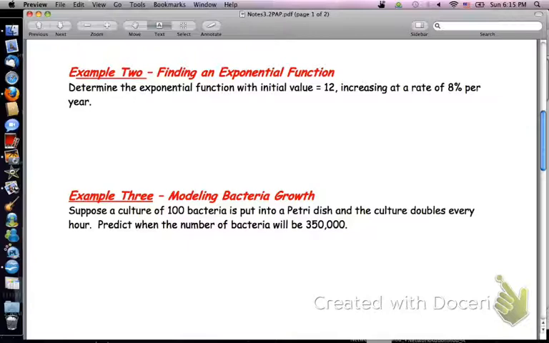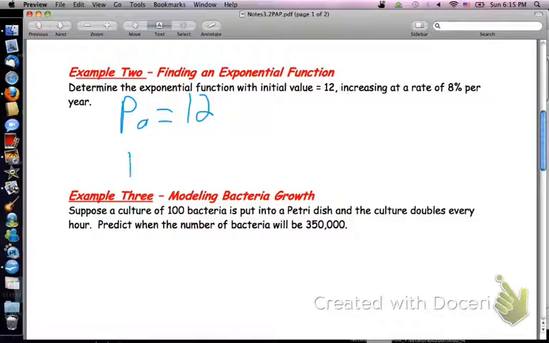So let's say that period 2 has 12 students in it. We could say that's our P0, that's our initial population. And it's increasing by 8% each year. So next year it's going to be a larger class, 8% bigger. How can we model that?